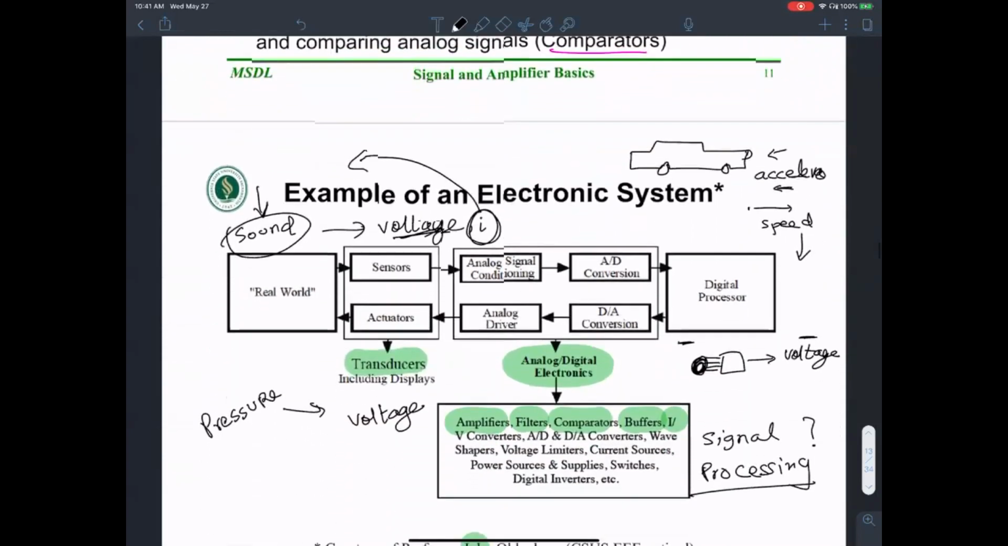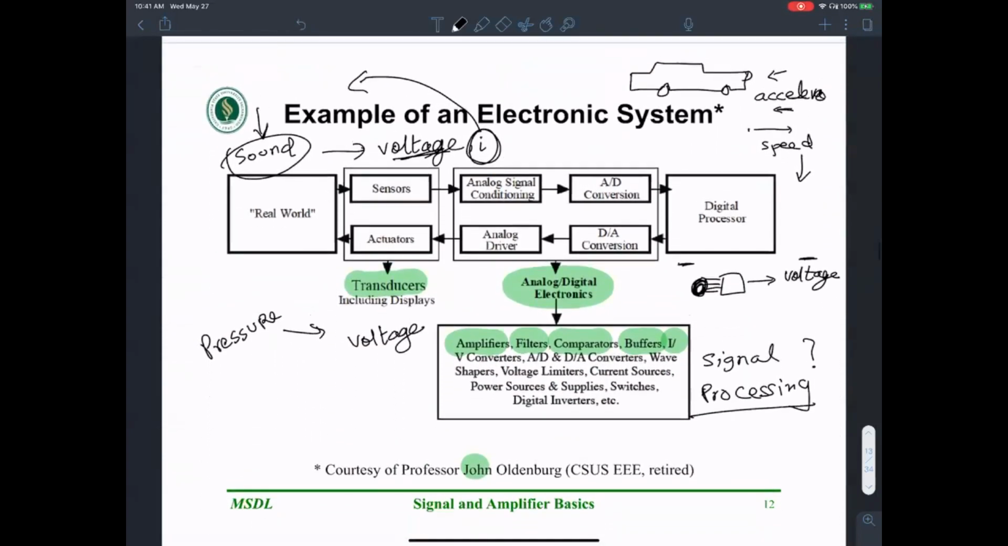Okay, and I then went into the idea of an electronic system example. On one side, so let me erase this.